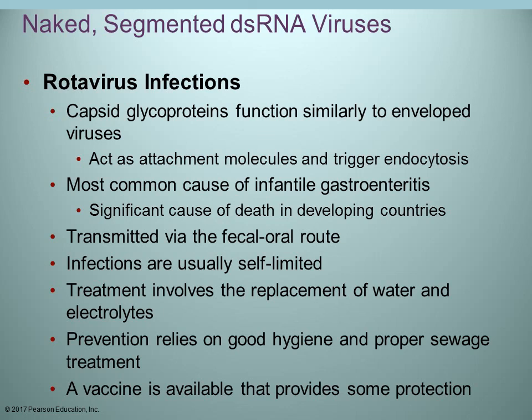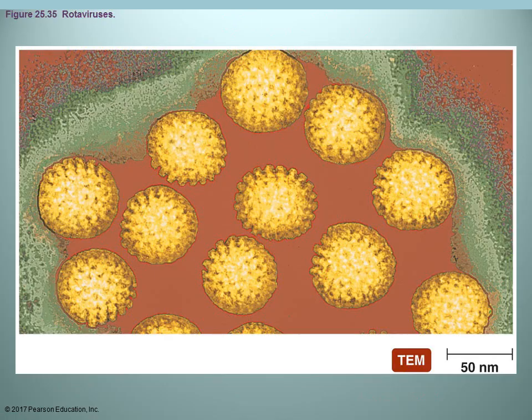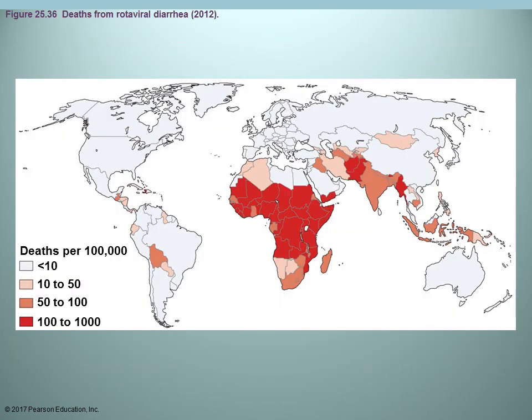Prevention. Here we go again. It's going to be good hygiene and proper sewage treatment. There is a vaccine that can help provide some protection. This is what rotavirus looks like. Deaths from the rotavirus in 2012 are shown here.